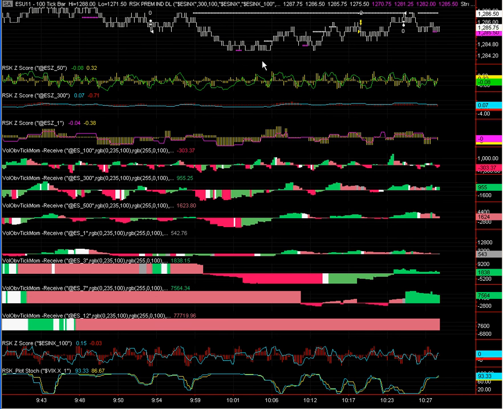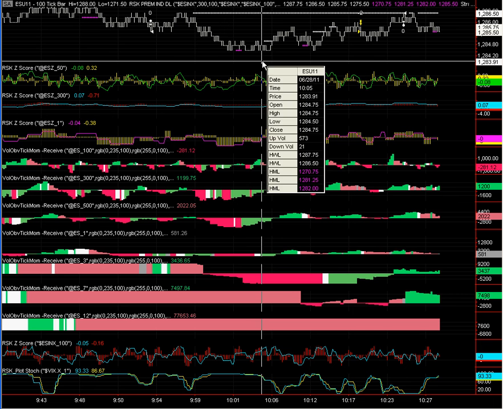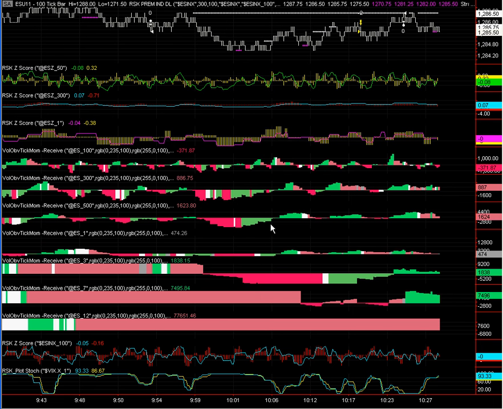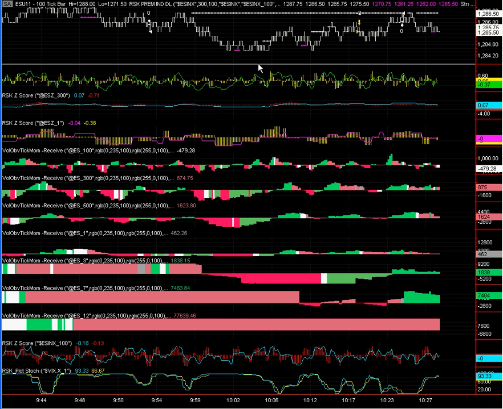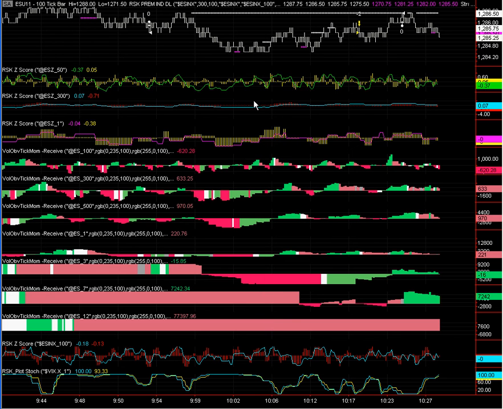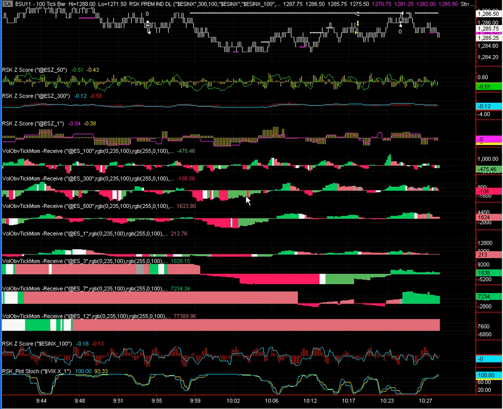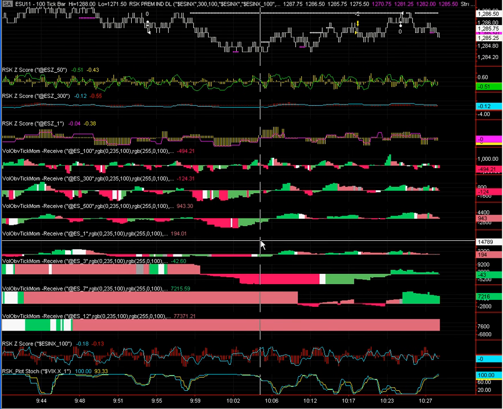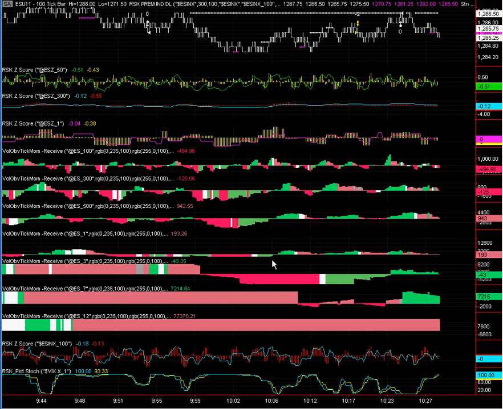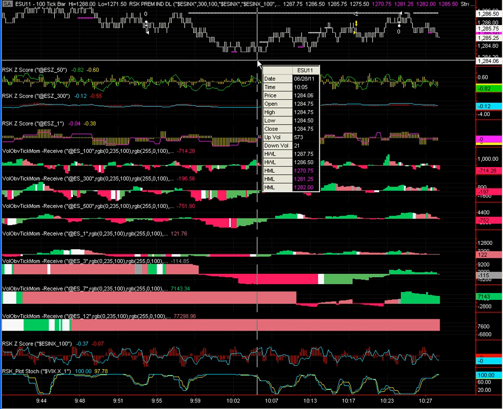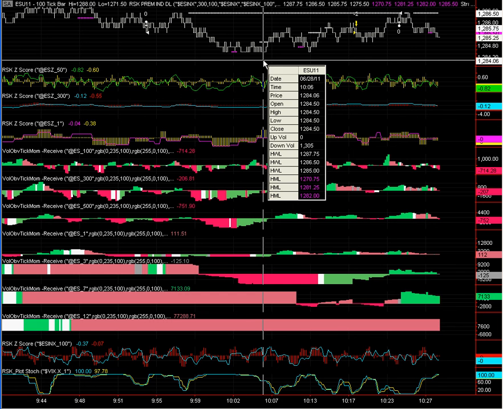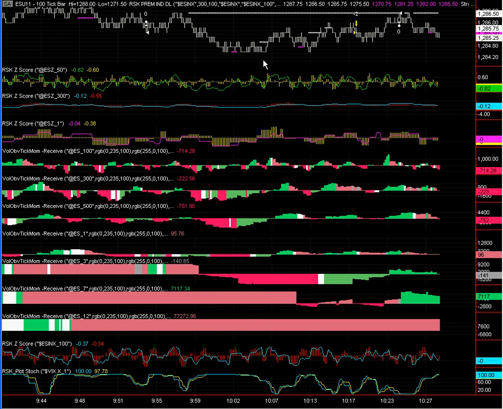Okay, so here we are. You see some positive volume going into the market right in here. See the green bars on the 500, 300, the 100. Just beginning on the 1-minute chart, but we're still negative on the 3, the 7, and the 12. But right in there could be an opportunity for a long trade, just based on the VIX.